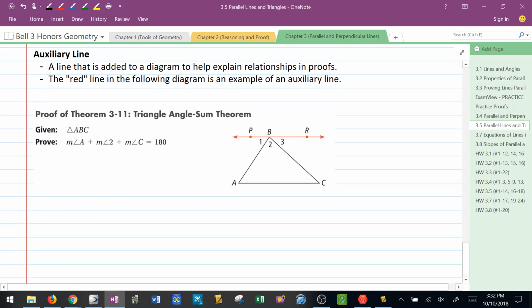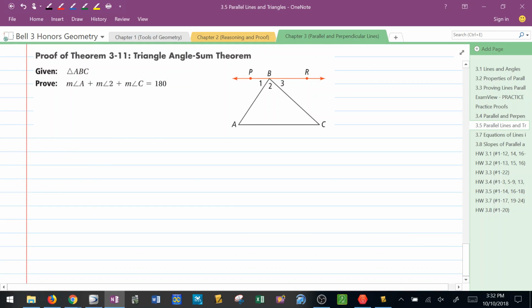All right. So we're going to do a proof of this triangle angle sum theorem. And remember, this is very simply that proof that we've all known forever, it seems like, that the three angles of a triangle add up to 180 degrees. We're going to prove it.